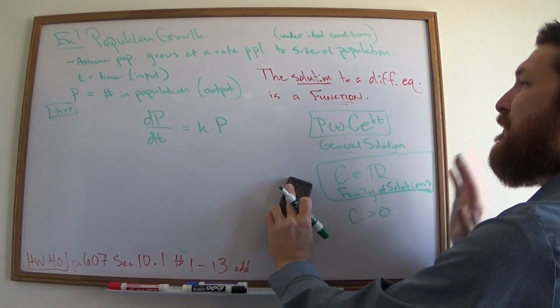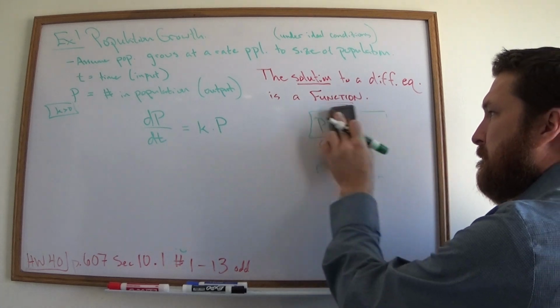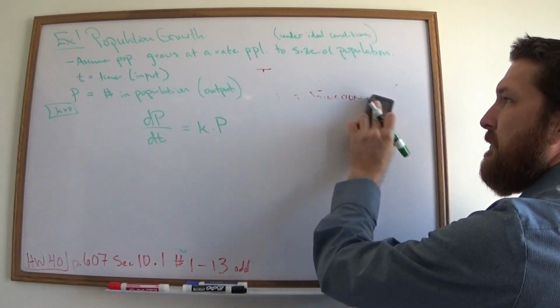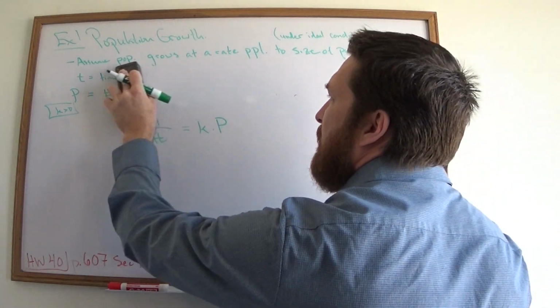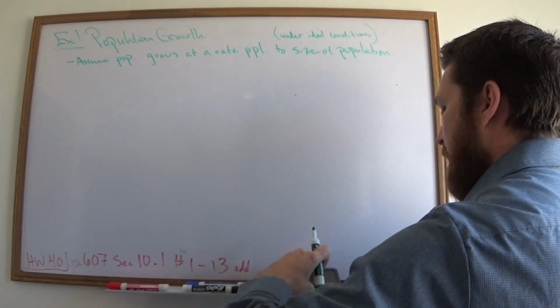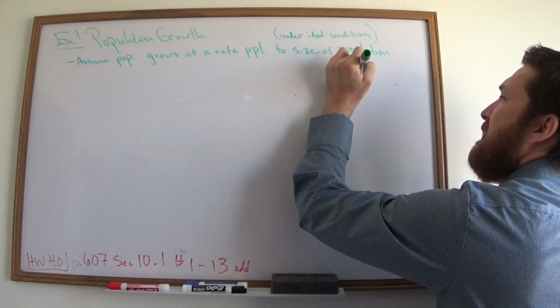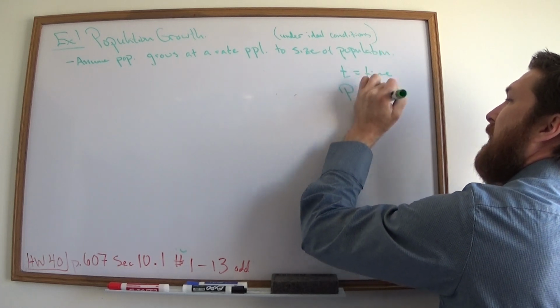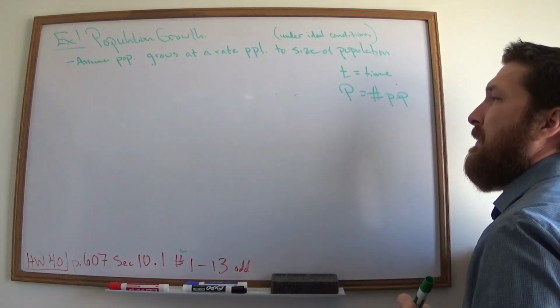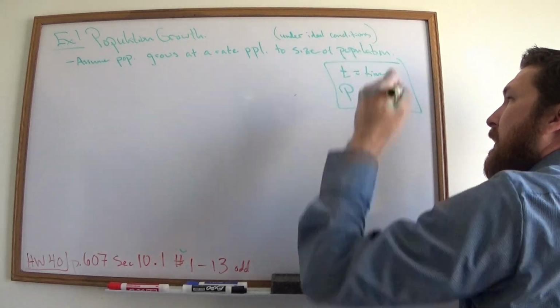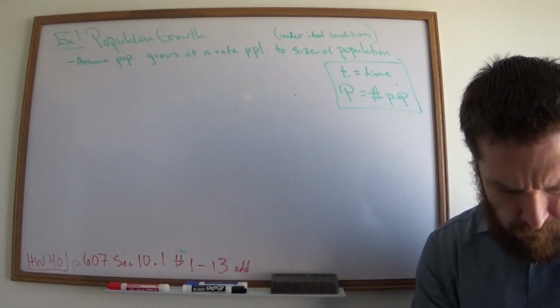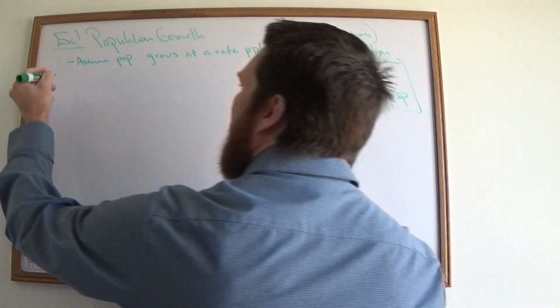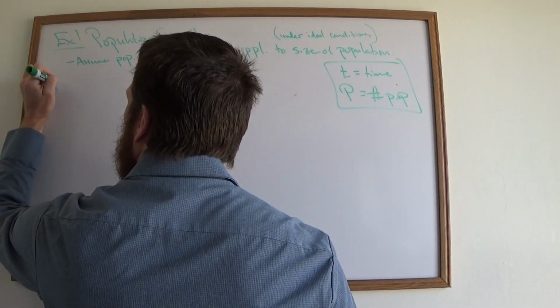So let's refine this model, okay? And what we're going to do is say, all right, same assumption here. And in fact, we're still going to use T as time as our input. And P is the number in the population, which is my output. But now we're going to make an observation. We're going to look at some actual stuff.